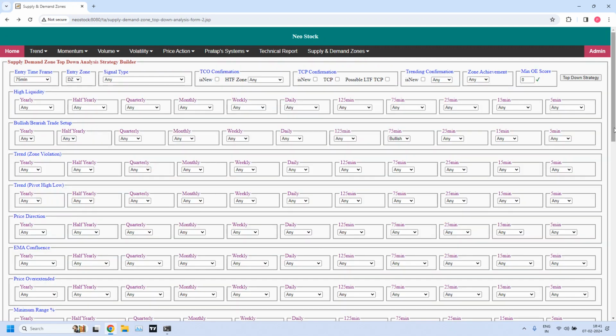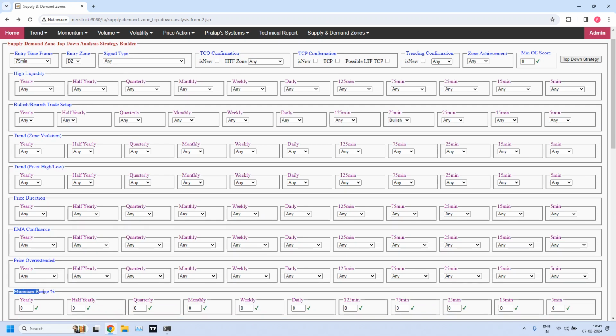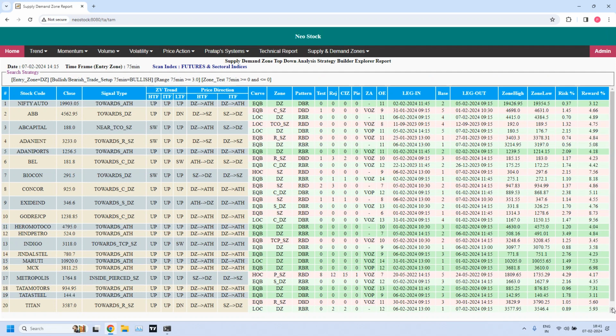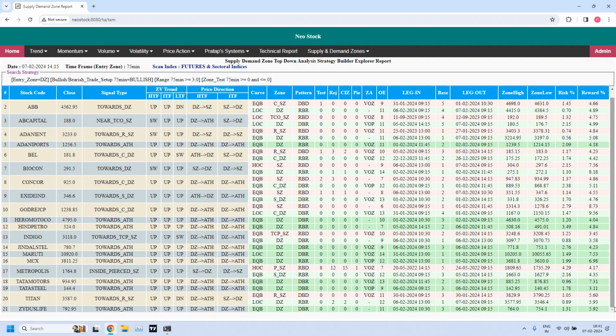So for that what I am doing? I am going to the parameter minimum range. This is a D to D range, distal line to distal line or distal line to all-time high. In 75 minutes, I'm selecting the value 3. A minimum 3% reward should be there. Such kind of stocks we want to filter. Let me click on top-down strategy. See, now the list is reduced to 21 stocks. Now it is easy for you to analyze.